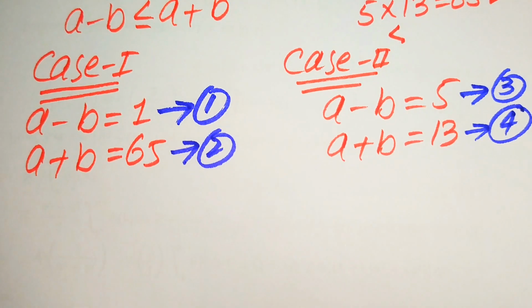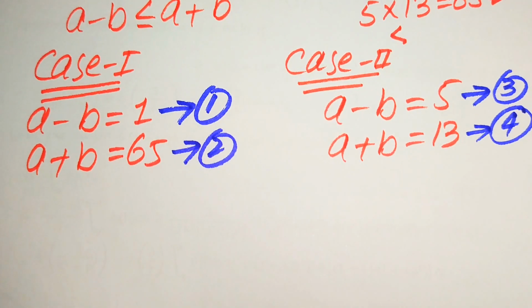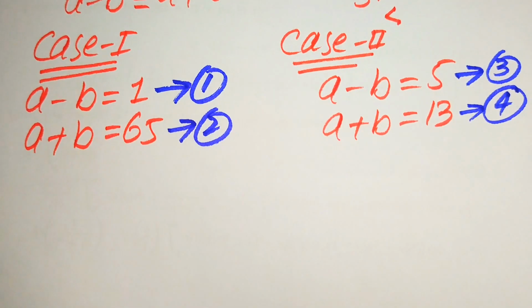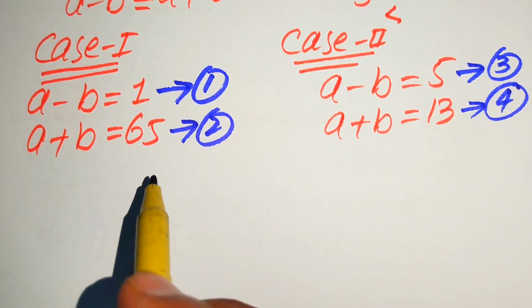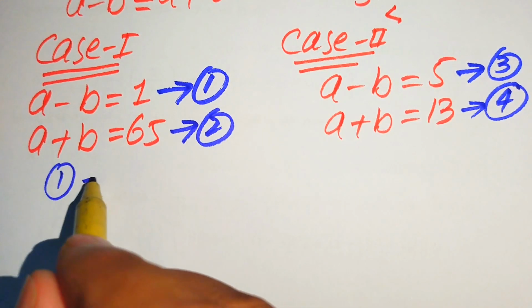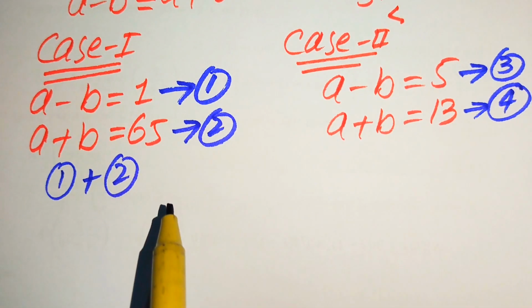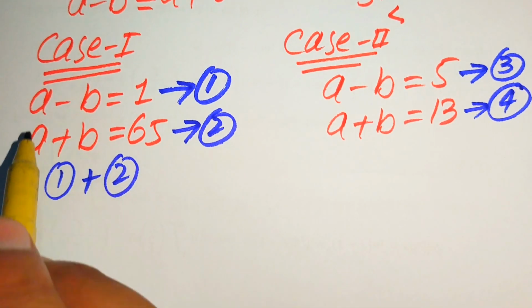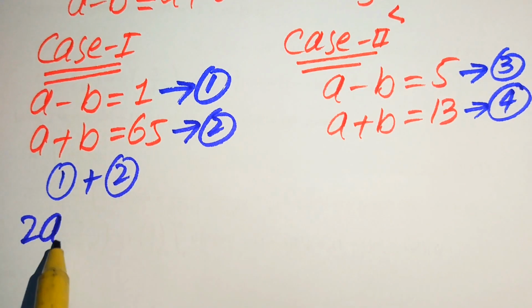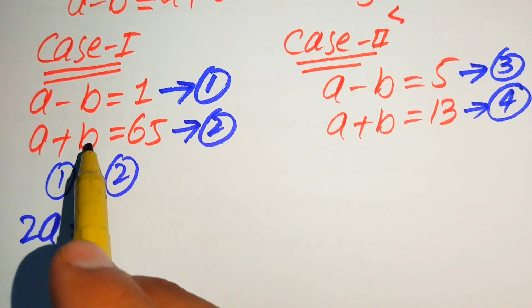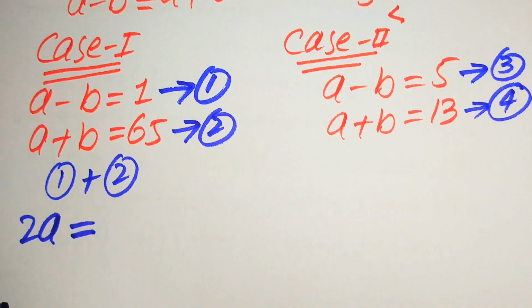Just remember that we solve this problem only for integer values of x. Now we first find the values of a and b, and for this we sum up equation number 1 and equation number 2. When we add both equations, we get a plus a becomes 2a equals, and the negative b and positive b cancel out each other.